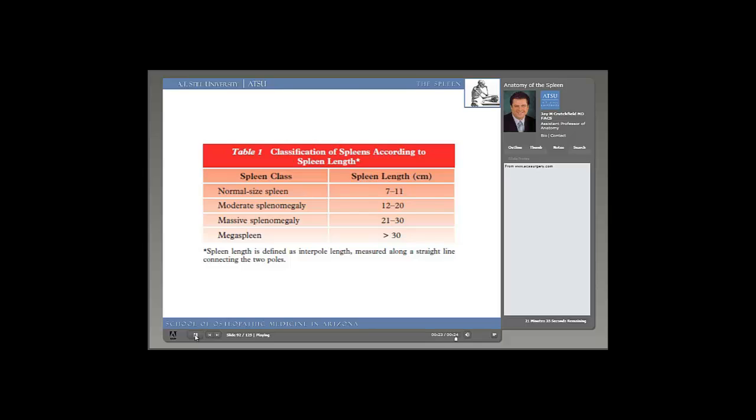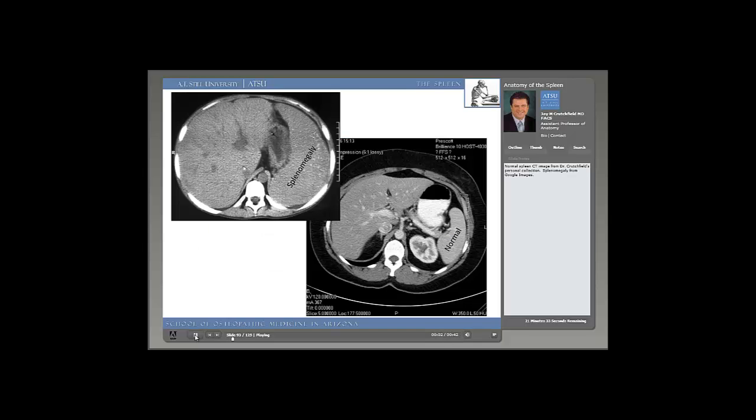For comparison, look at the CAT scan showing splenomegaly compared to the normal spleen. Also note that in the image showing the enlarged spleen, the liver is also very large. This patient has hepatosplenomegaly and probably underlying portal hypertension.